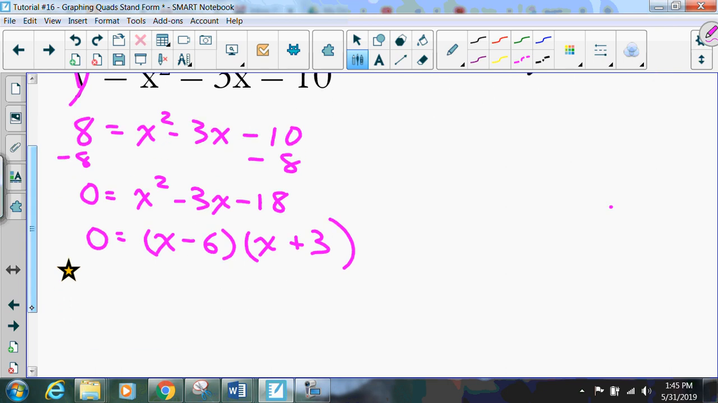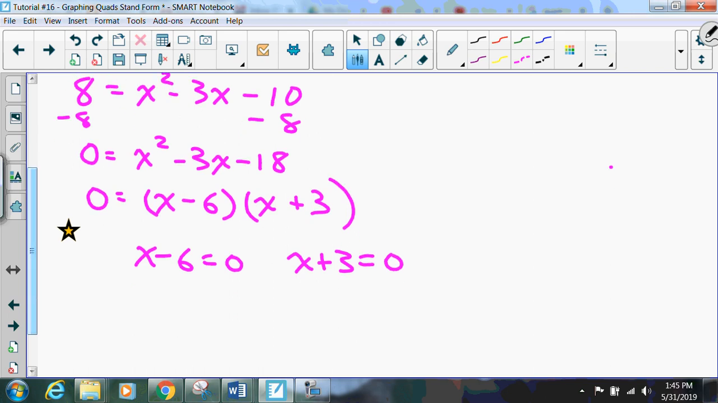That's awesome. Let's go ahead and set both of those factors equal to 0. And let's solve for x. So we're going to add 6 to both sides. We get x is equal to 6. We're going to subtract 3 from both sides, so x is equal to -3.